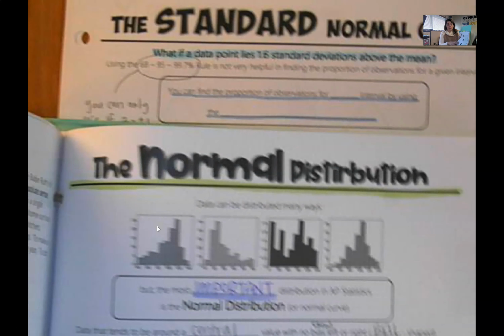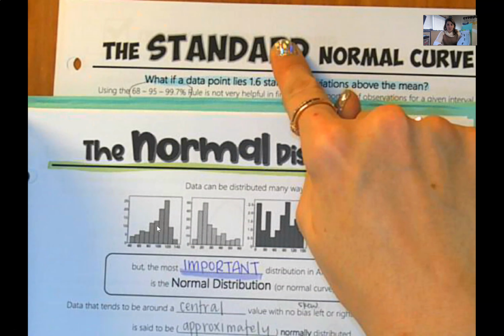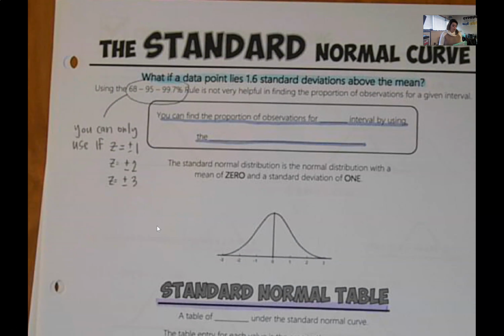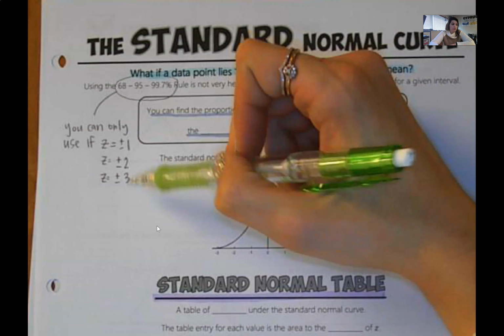So remember, let's point out the difference one more time. This is the standard normal. This is a normal curve. So the empirical rule only works on a normal curve, and it only works if your z is 1, 2, or 3.